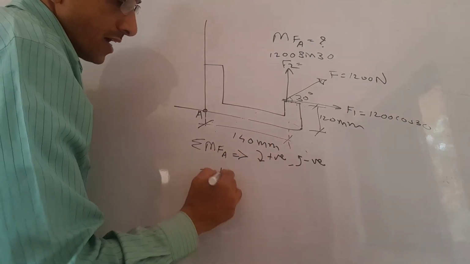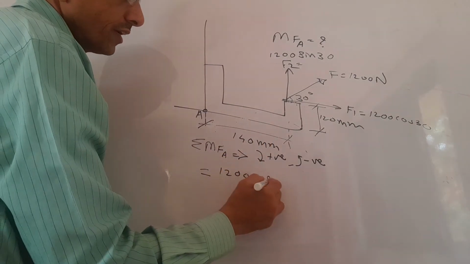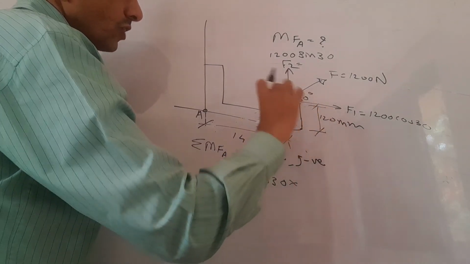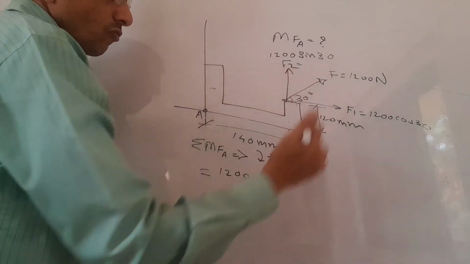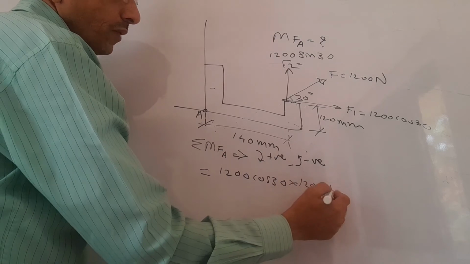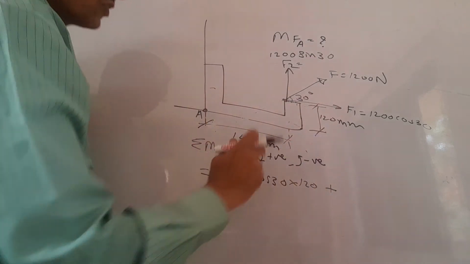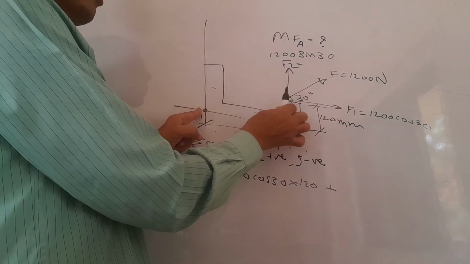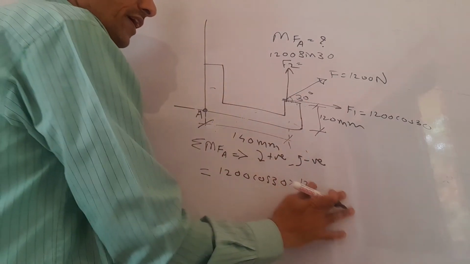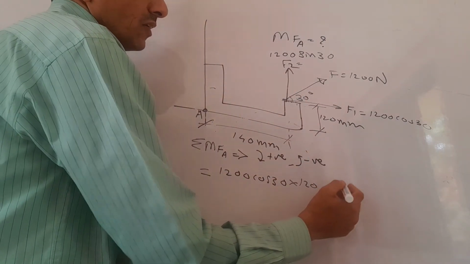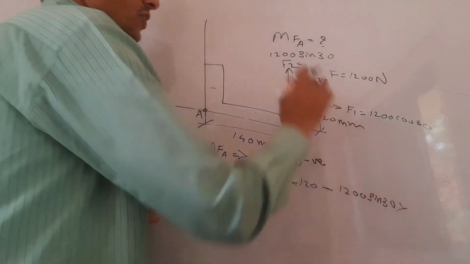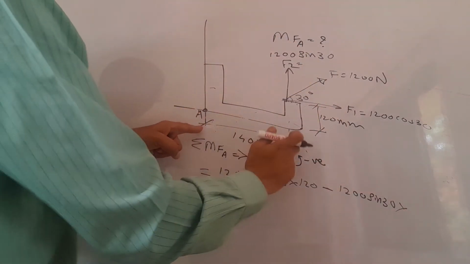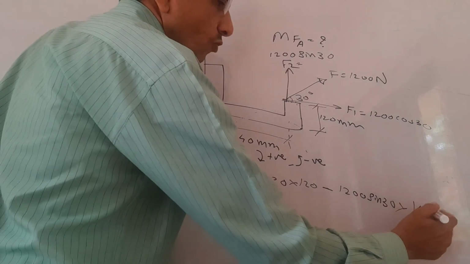So now I write this as 1200 cos 30 times the perpendicular distance of this force from the point, 120 millimeter. Plus, because it is clockwise, so it is positive. But this one is anti-clockwise, so that's why I take it as minus 1200 sin 30 times the perpendicular distance, 140.